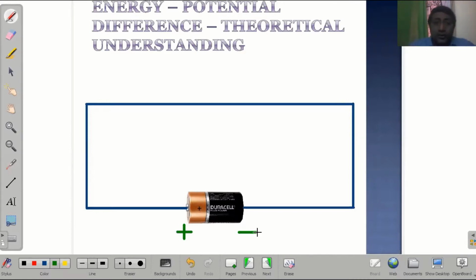I'm not going to talk about what's happening inside the wire, guys. Not going to talk about inside the battery. Only the net effect because of the battery on the wire. I'm going to talk only about that.